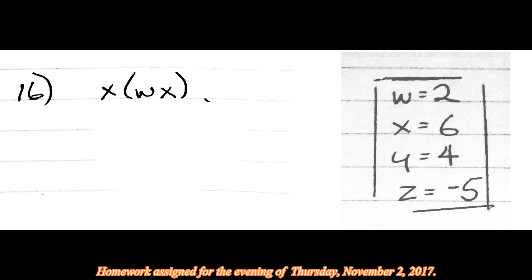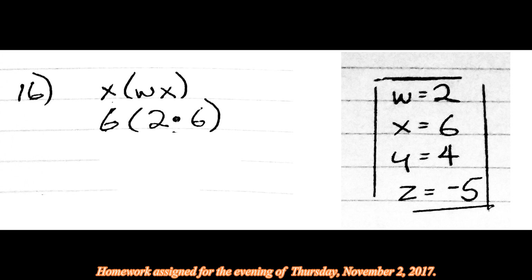All right, so we're starting off with number 16. This is x times the quantity w times x. And as always, we go back to the variables that we're using for substitution. This is a continuation, so we're just using the same substitutions we used in the previous night. 6 times the quantity, 2 times 6. You just plug them in. 6 for x, 2 for w, and then 6 again for x.